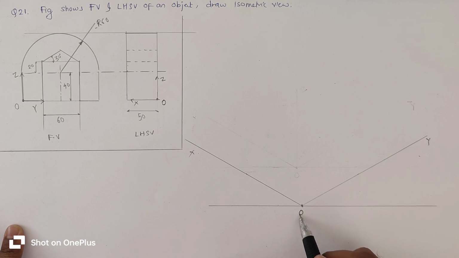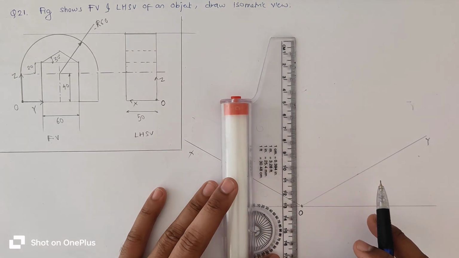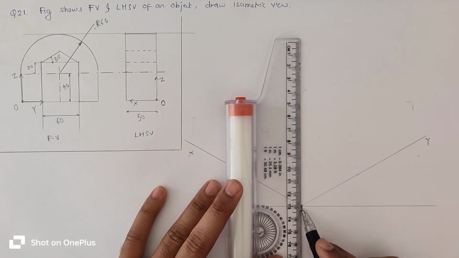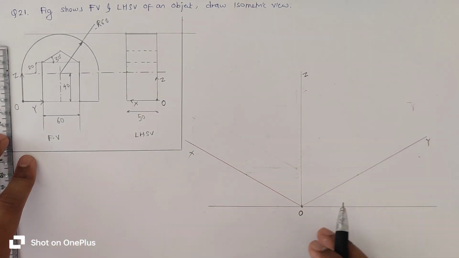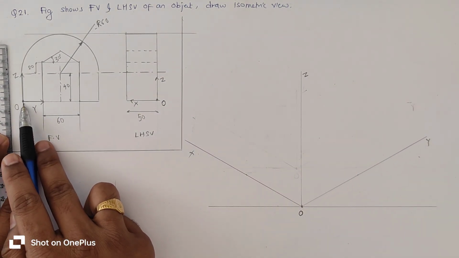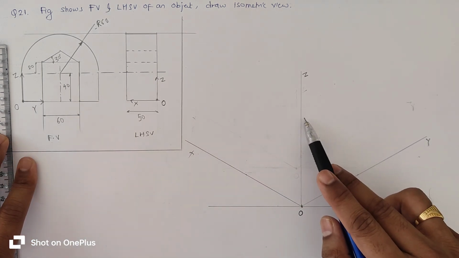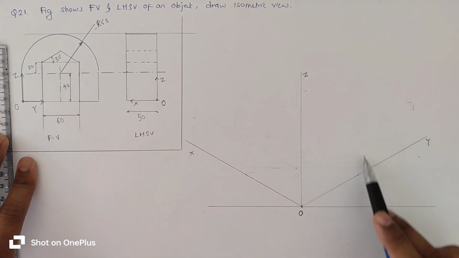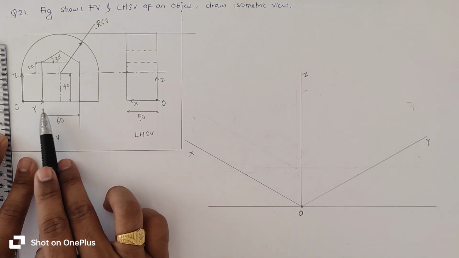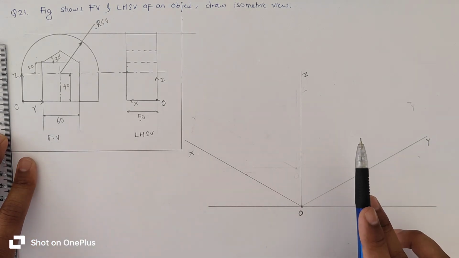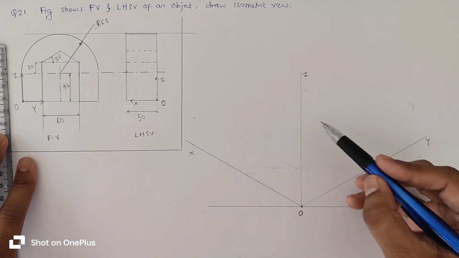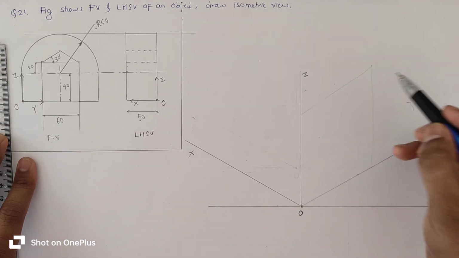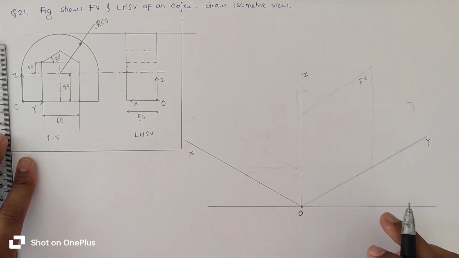This is outline for answer isometric view. This is O point, X and Y axis, and Z axis is perpendicular to this horizontal line. So this will be Z axis. Now in question, front view O point is here, so we will draw front view on right side of Z axis, right? In front view O point is on left side, so we will draw front view in isometric on right side of Z axis. So front view plane will be this. Here we will draw a front view.